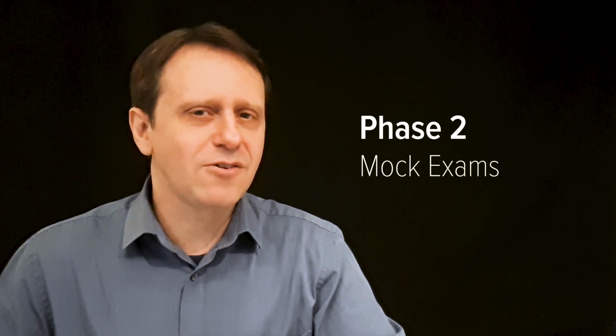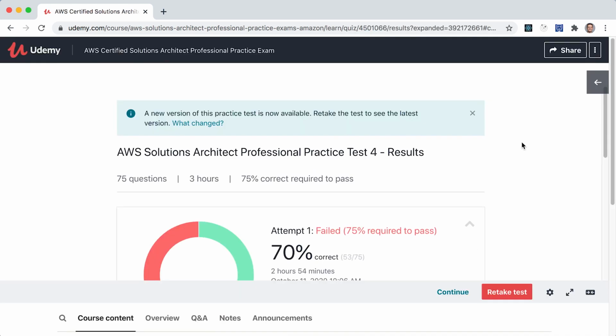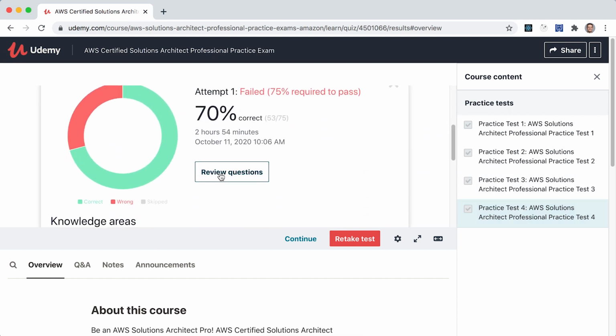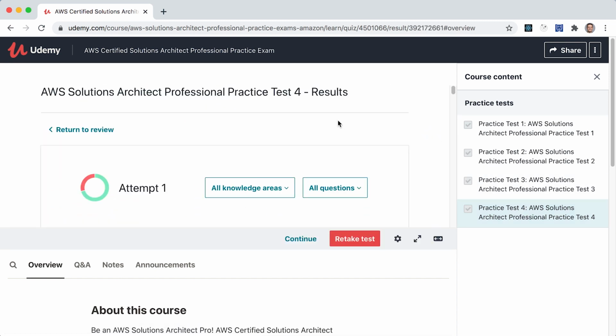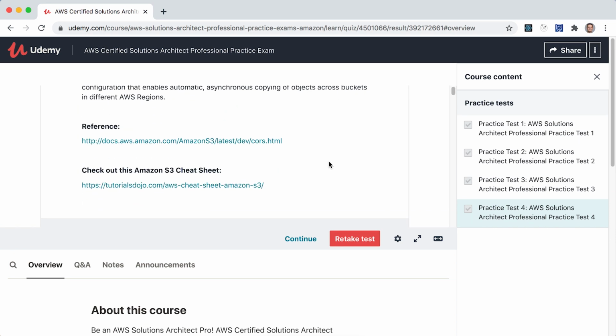Then I started what I call phase 2, where I decided to use a mock exam. I had used mock exams in the past, and they are also great. I looked at Udemy and I found the course that everyone recommends from Jon Bonso, which is a practice exam. It covers all the topics and it has 4 full exams with 75 questions each. The cool thing about this course is that along with the answers, it also provides you links for external resources, as for example AWS whitepapers or cheat sheets from Tutorials Dojo.